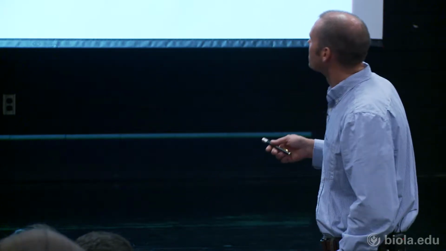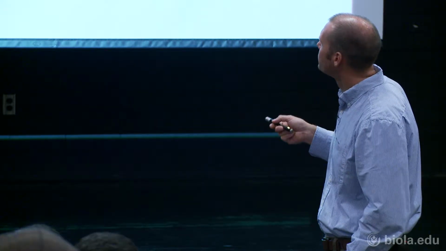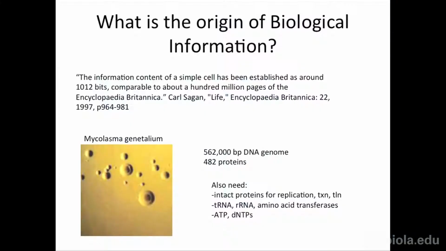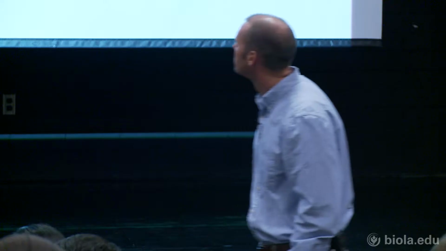Here's a quote from Carl Sagan. Carl Sagan was a devout atheist, naturalist, no friend of Christianity. But he's talked about the complexity and the information content in cells. So here's a quote from him. He wrote the Encyclopedia Britannica entry on life. So in the Encyclopedia Britannica, if you open it up to life, Carl Sagan wrote the article. And in that he said, the information content of a simple cell has been estimated to be around 10^12 bits, comparable to about 100 million pages of the Encyclopedia Britannica.